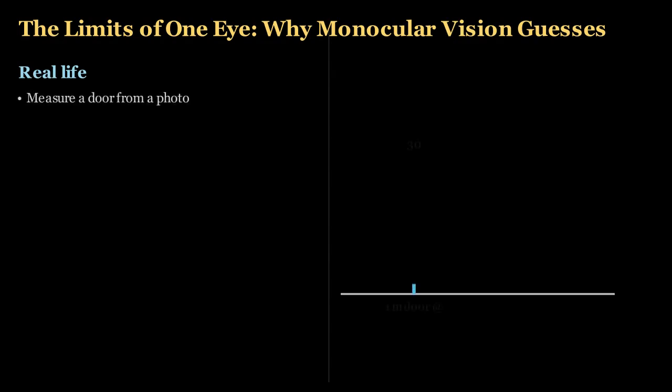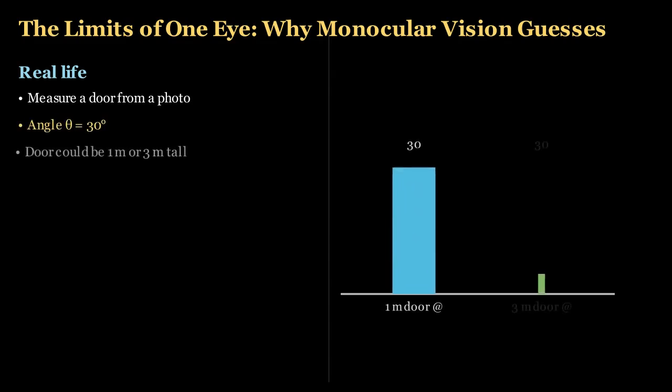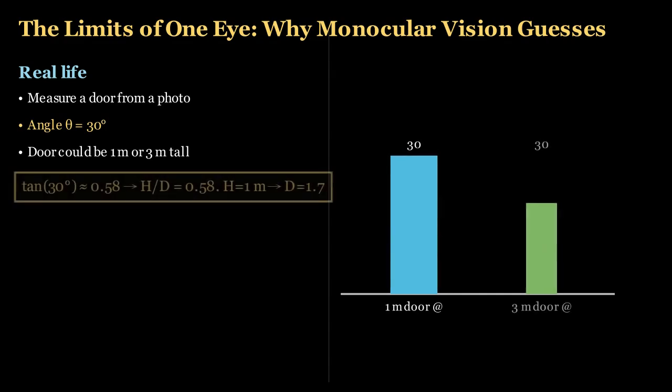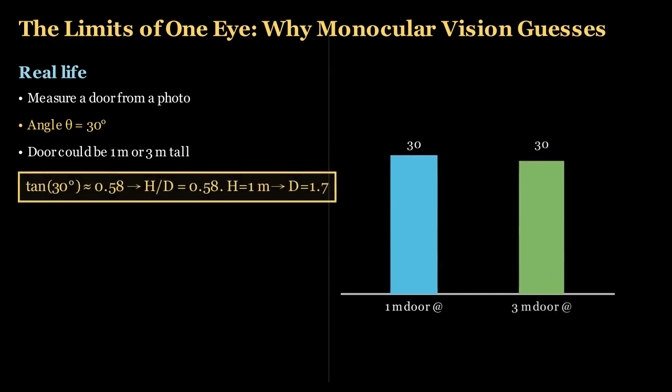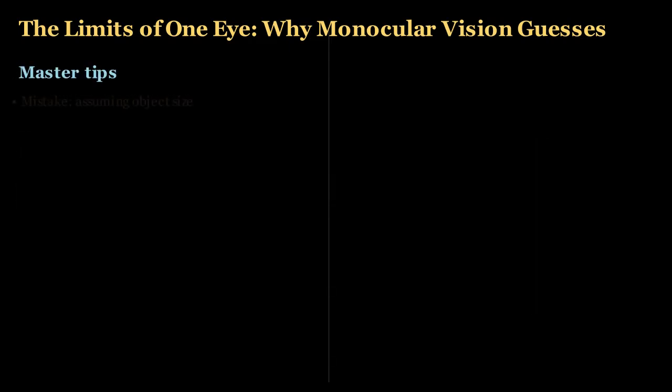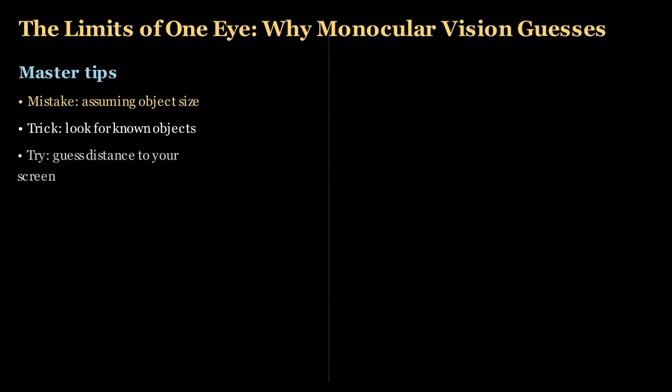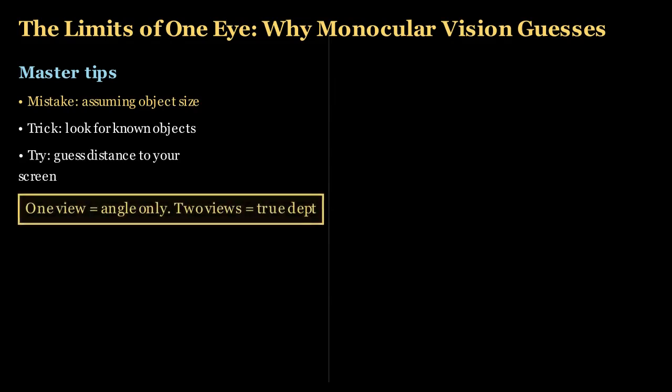You take a photo of a door. On the sensor, its image is 2 millimeters tall, and your focal length is 4 millimeters. Using similar triangles, the angle is 30 degrees. The tangent of 30 degrees is about 0.58. So, 0.58 equals the door's height over its distance. The classic mistake is to assume an object's real size to calculate distance, which is just a guess. A clever trick is to look for a reference object of known size in the same scene. Right now, close one eye and try.